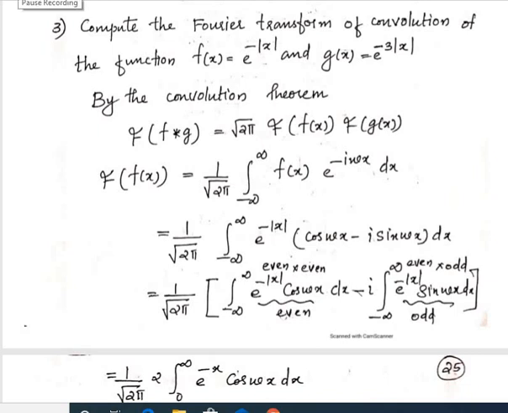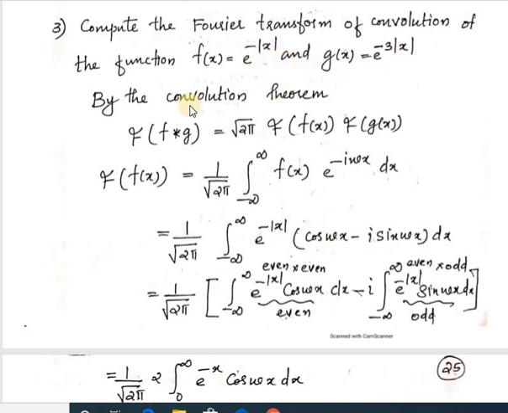As a continuation of the previous lecture, we will do some more problems on convolution. So the next problem is: compute the Fourier transform of the convolution of the functions f(x) = e^(-|x|) and g(x) = e^(-3|x|). So here the functions are given as e^(-|x|) and e^(-3|x|).